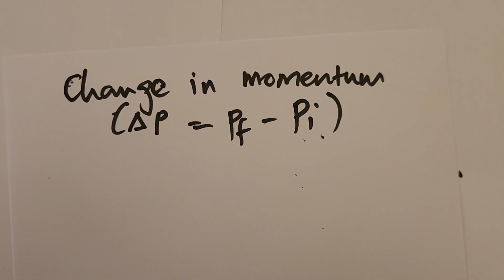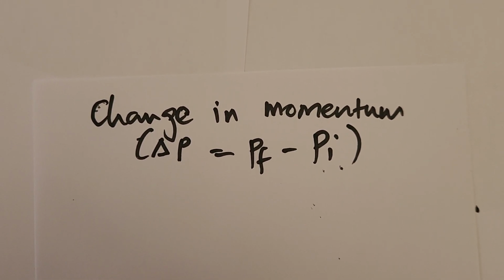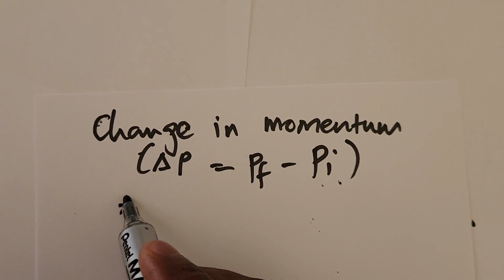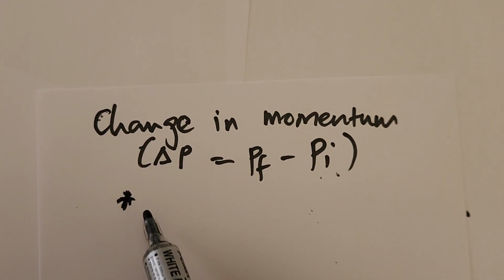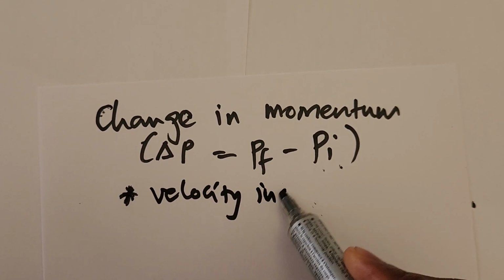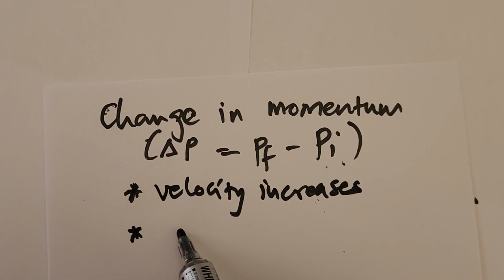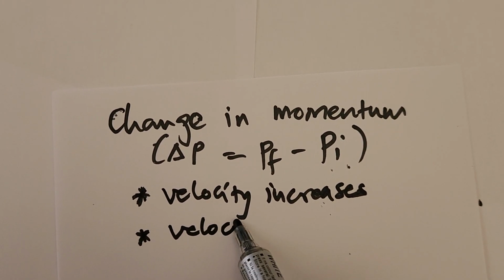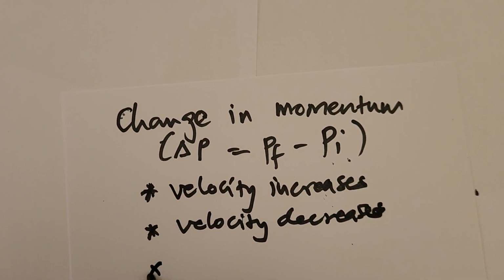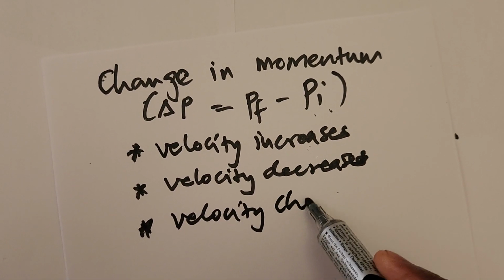Welcome back. We are now on change in momentum. Remember, as per examination guideline, the change in momentum will be delta P, but we have got 3 points that you need to take into consideration. Momentum can change when velocity increases. That's the first point. Again, momentum can change when velocity decreases, the brakes are applied. And then the last one, momentum can change when velocity changes direction.